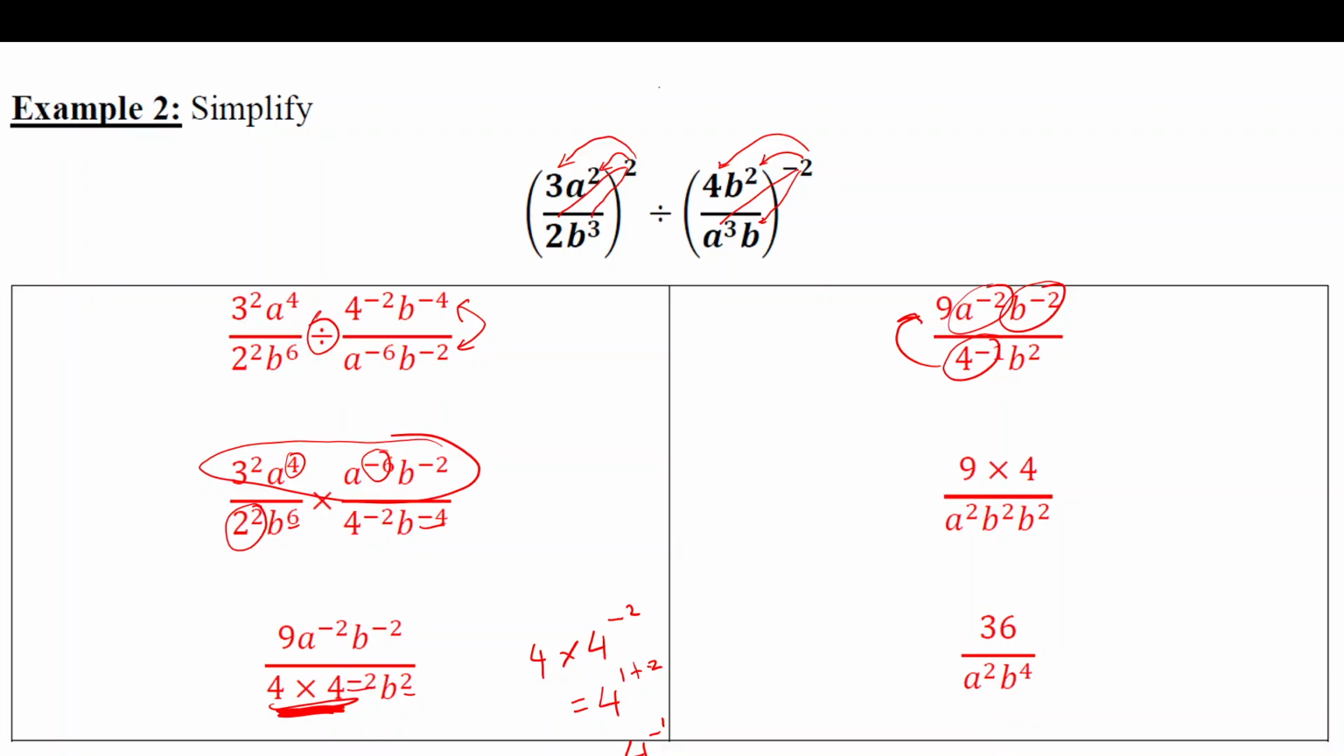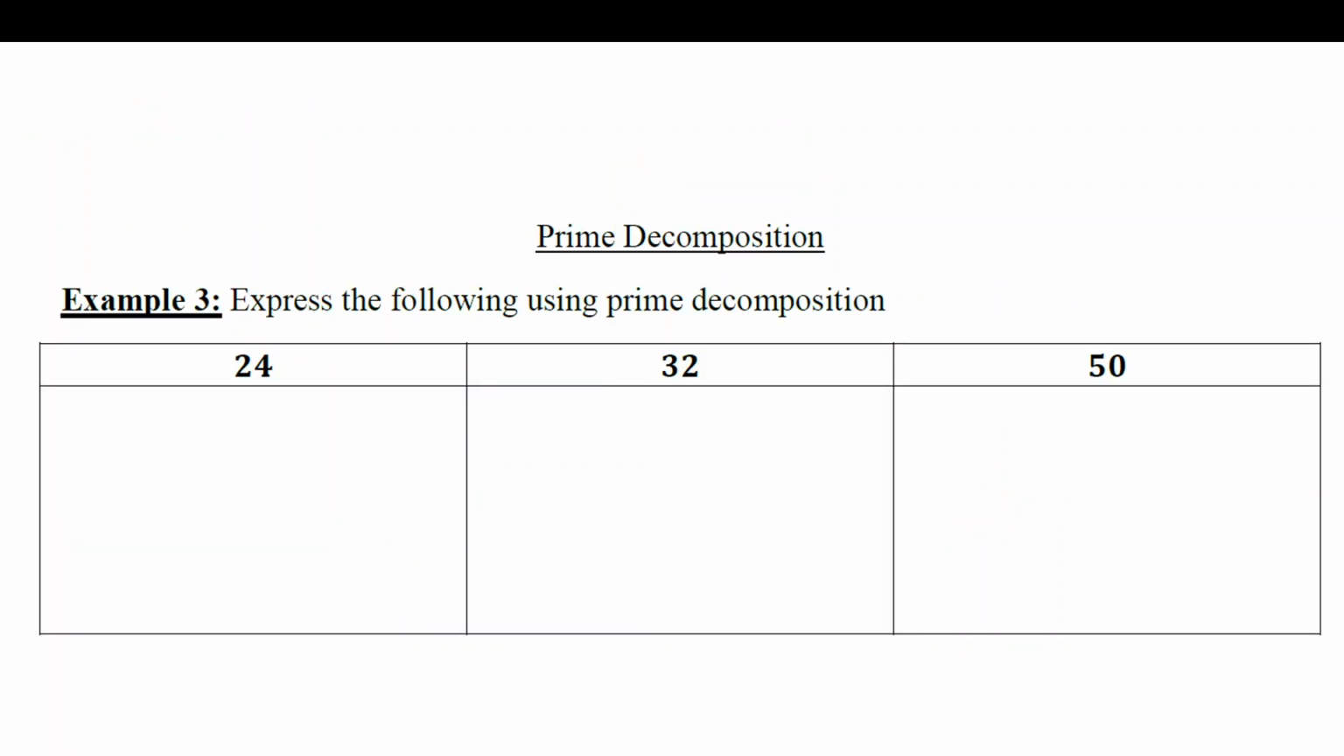Let's now move on to something called prime decomposition. Okay, and this is just breaking down the number into as many factors as you possibly can until they're only prime numbers.